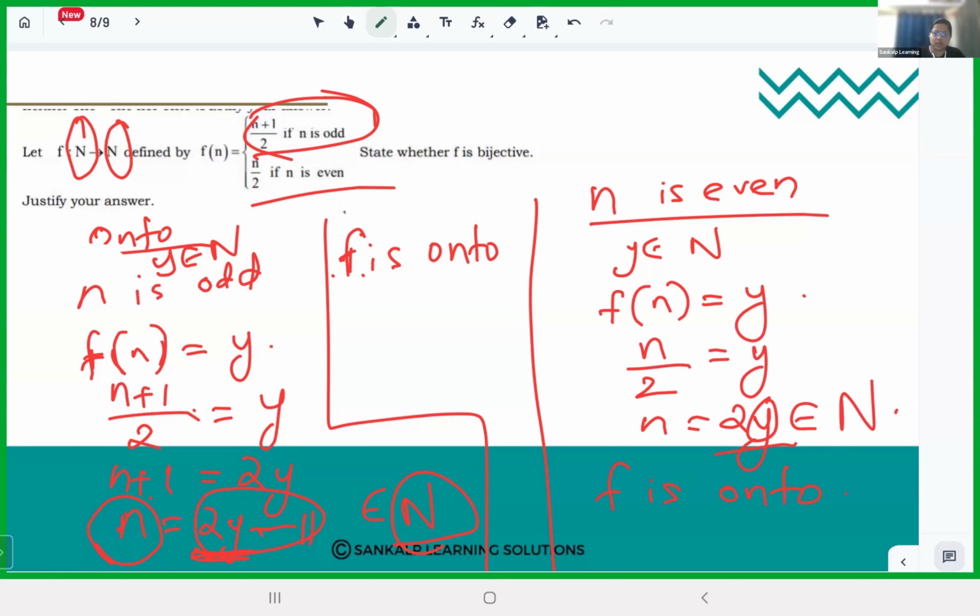Okay, f is onto when n is odd, and f is onto when n is even. So in both cases it is satisfied, and we can say that the function is onto. But here the question is to state whether f is bijective. Since it is not a 1-1 function, it is not a bijective function. It is just an onto function. All right.